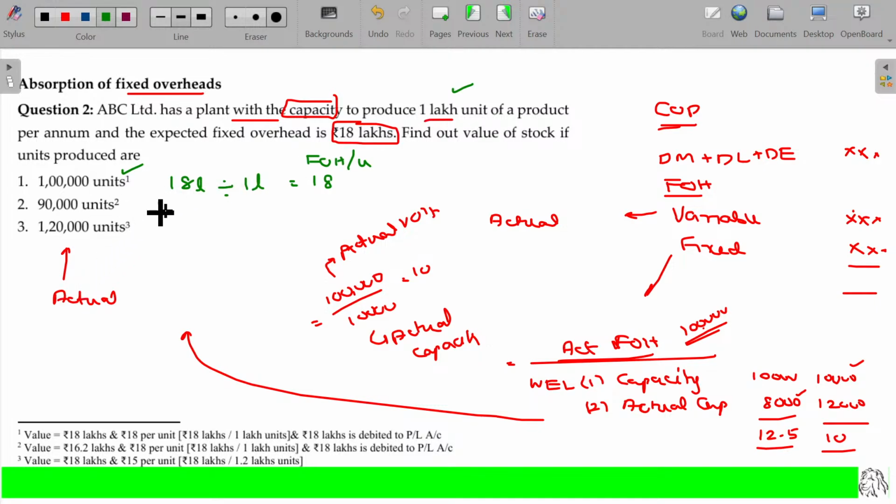And in the second case, 18 lakhs divided by system capacity 1 lakh or actual capacity 90, whichever is lower will be taken. So, 0.9 lakhs, then the value is 20. And the last case, 18 lakhs divided by system capacity 1 lakh, but actual is 120. Between these two, whichever is lower will be taken, 1 lakh. So, 18 will be the answer.